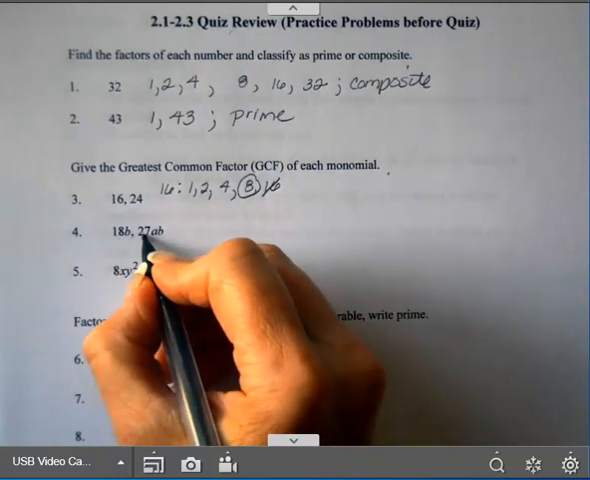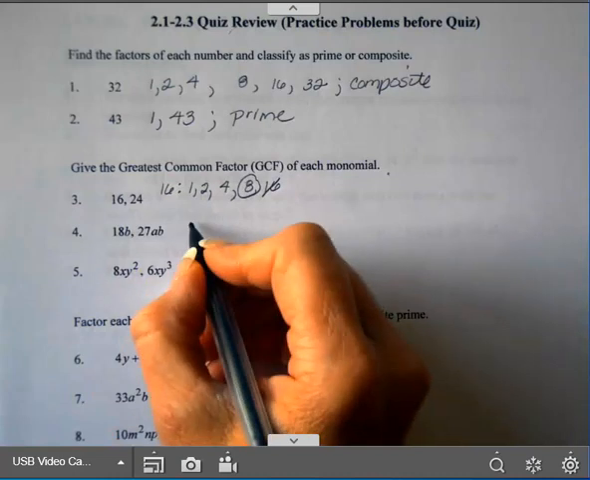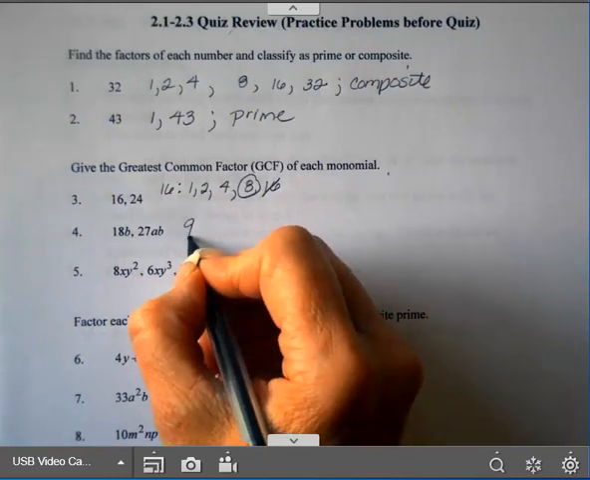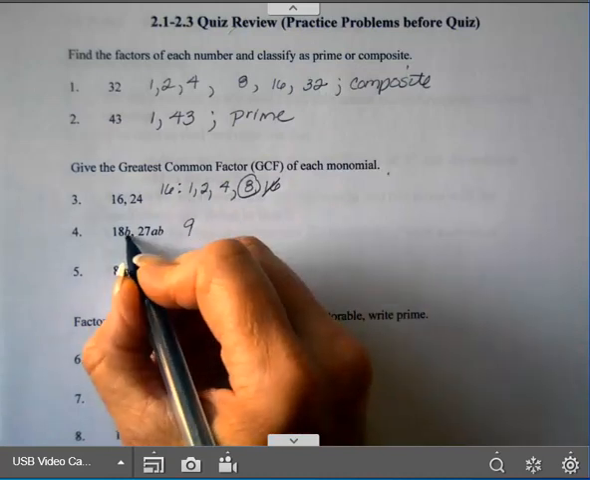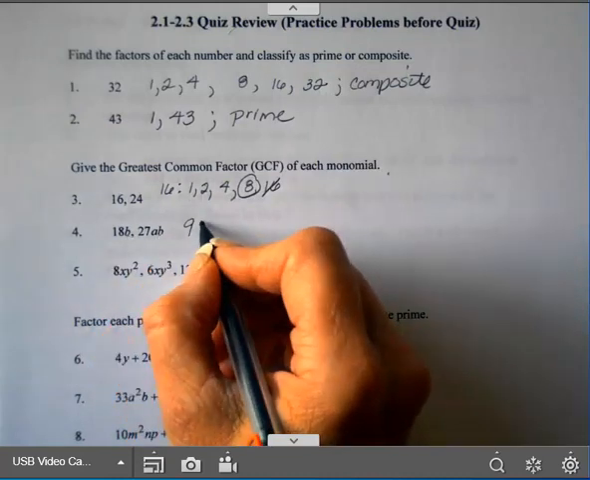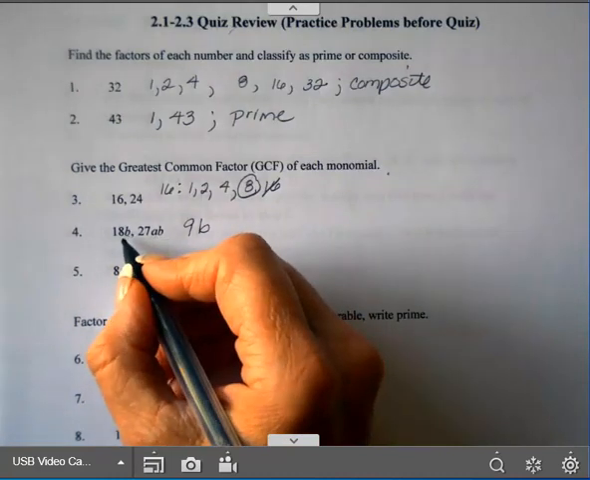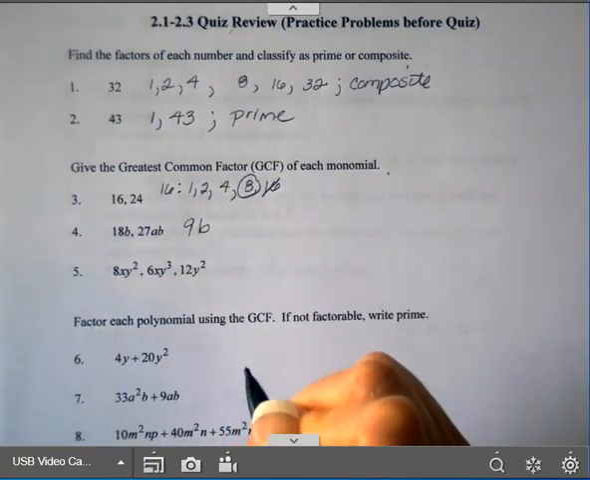Numbers here, 18 and 27. The largest number that goes into 18 is 9. This one has a single B, this one has a single B, so I've got a B in there. This one has an A, but this one doesn't. So 9B is my greatest common factor for that.